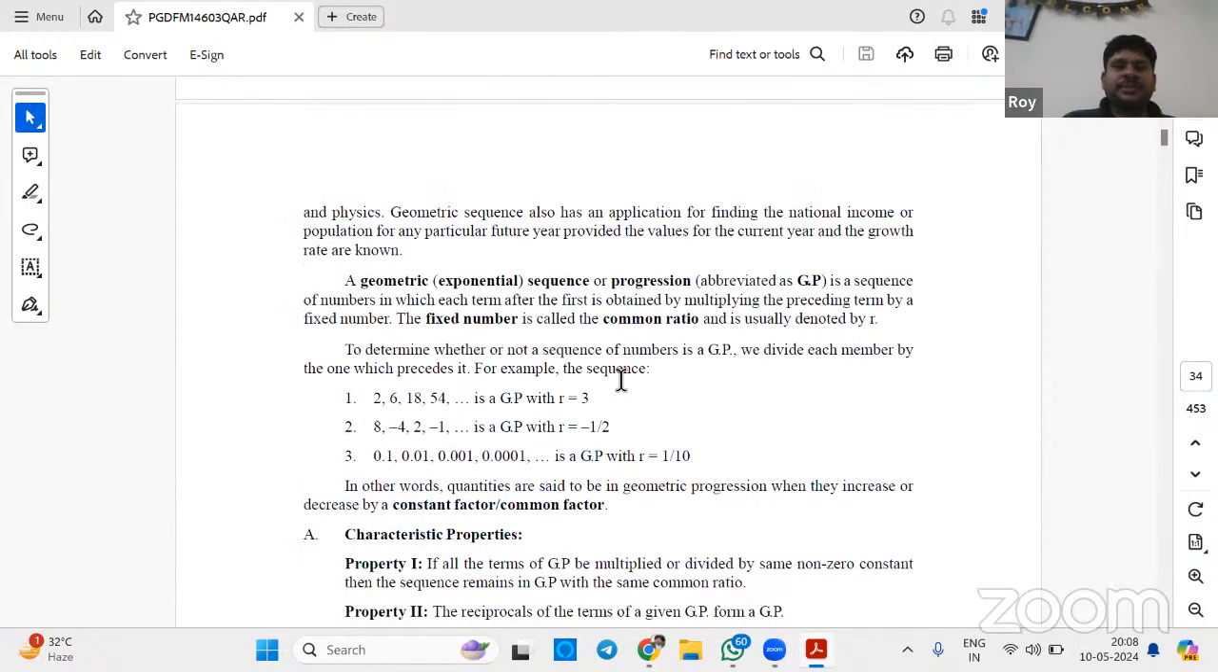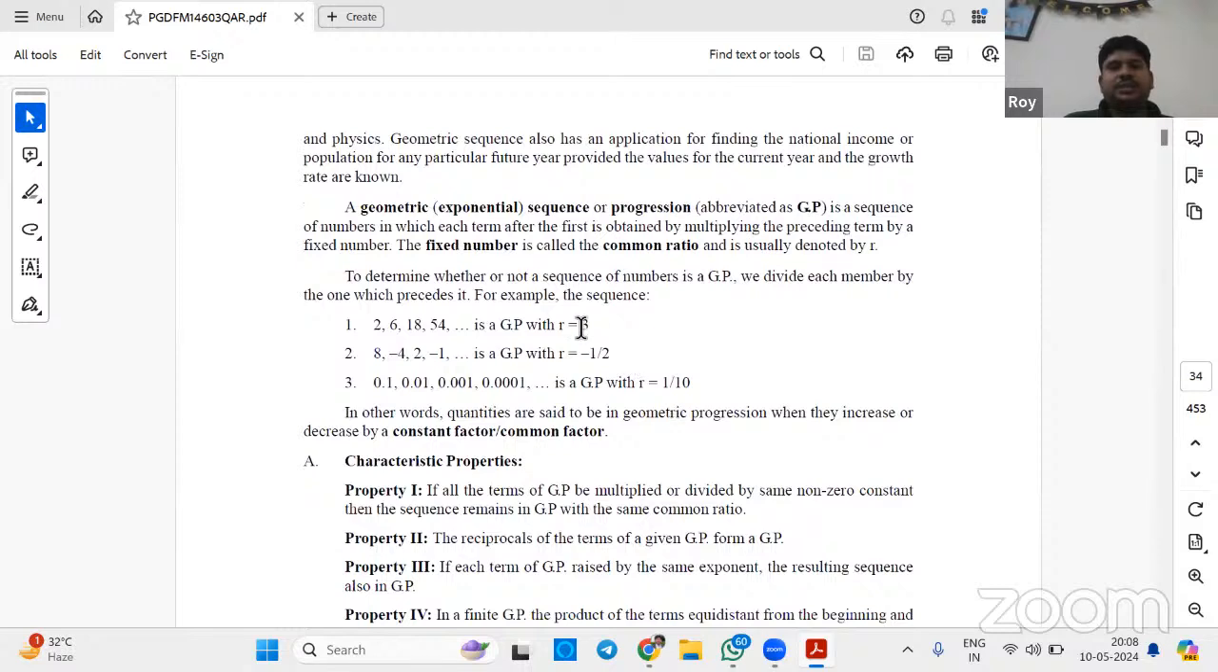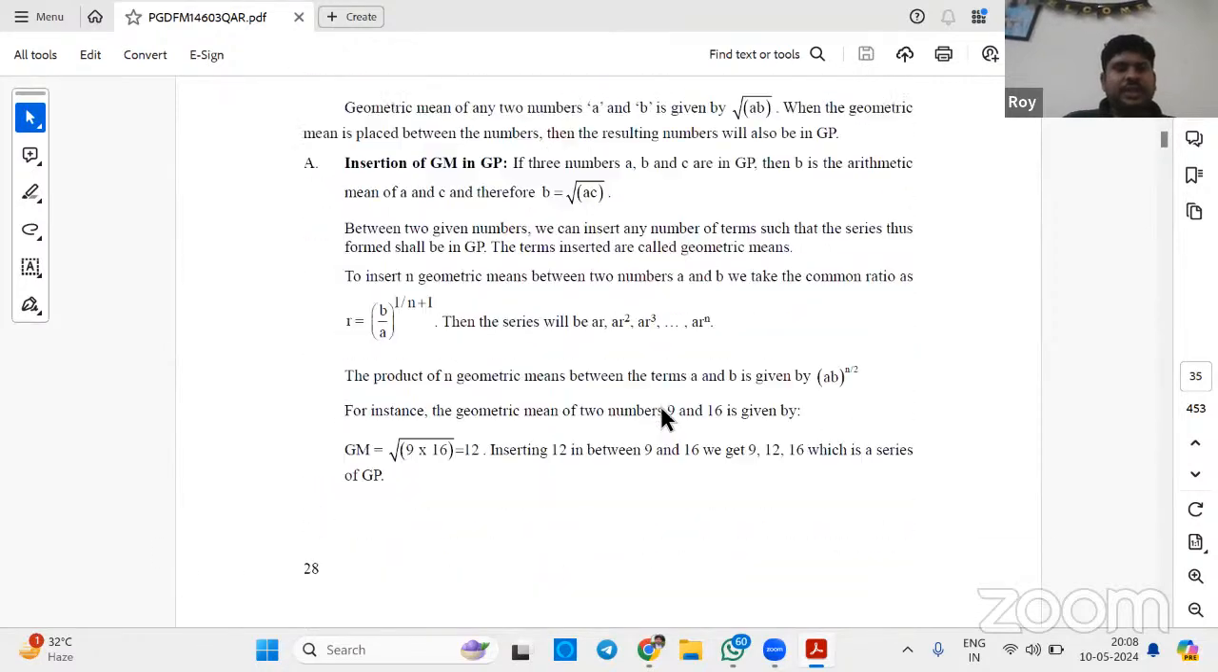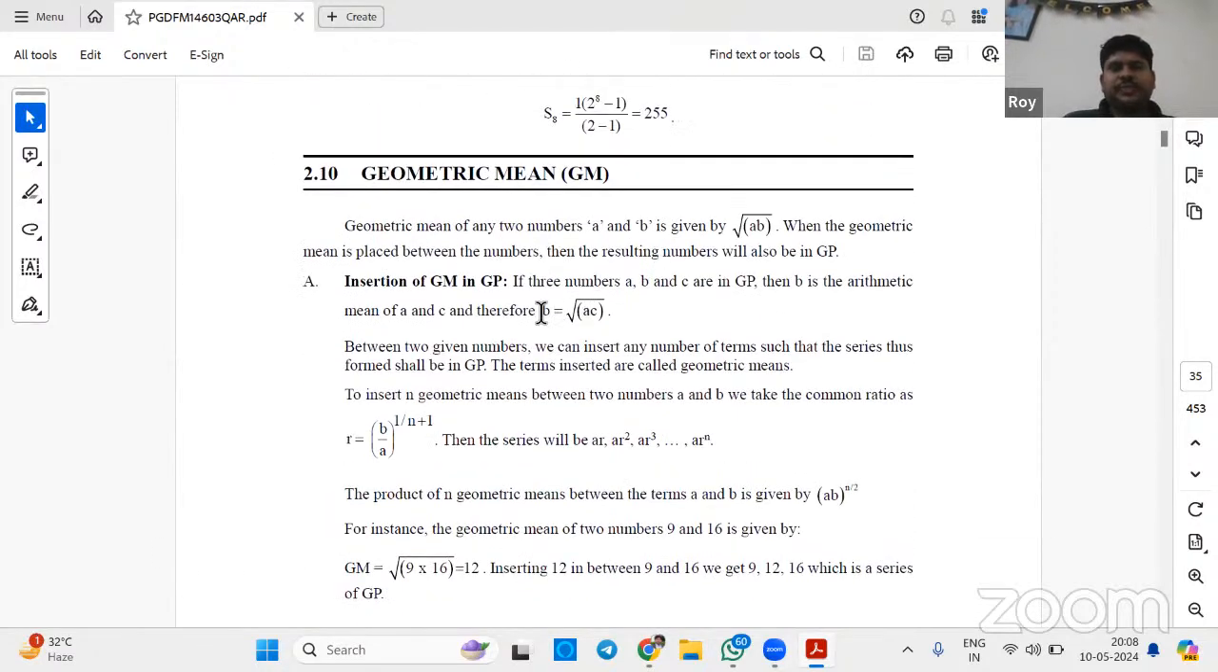In geometric progression, the division will be the same, not the difference. We will divide each member by the one which precedes it. For example, division by this 3, by this 3. If you divide by this 3, then you will get this. Well, this is the GP. R is equal to 3, right? And the term after the first is obtained by multiplying the preceding term. Then you will get the values in the GP. That is one thing we understood. Now, how to calculate the GM? This is the formula: B is equal to root of AC, right?